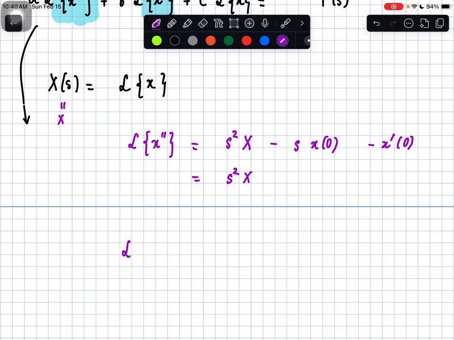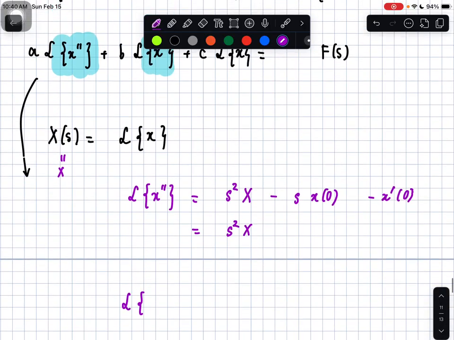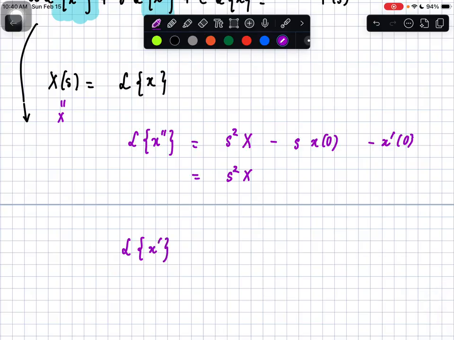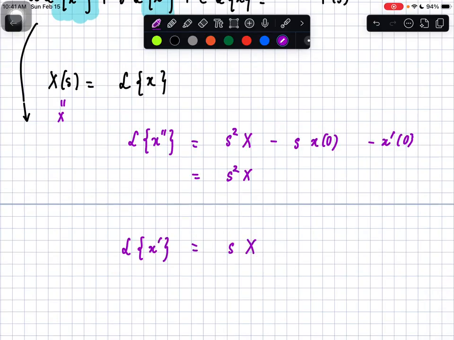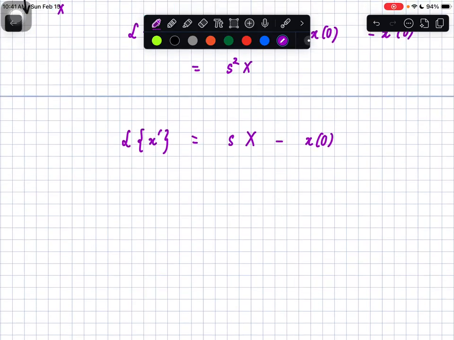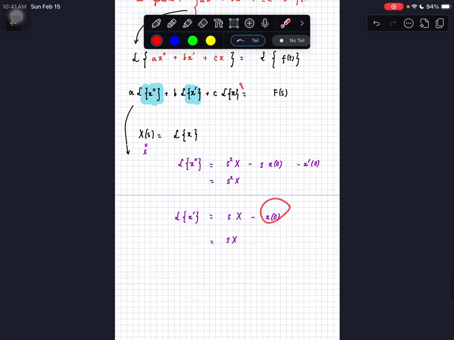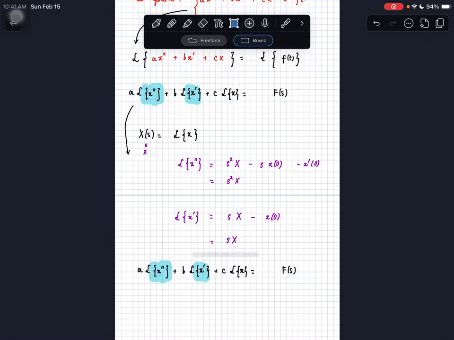Laplace transform of x prime, you can use a table. You see that this is s times X minus x at 0. And by using the initial condition, you know that this is s times X because x(0) is 0. The Laplace transform of small x is big X. We can rewrite this equation in terms of big X.